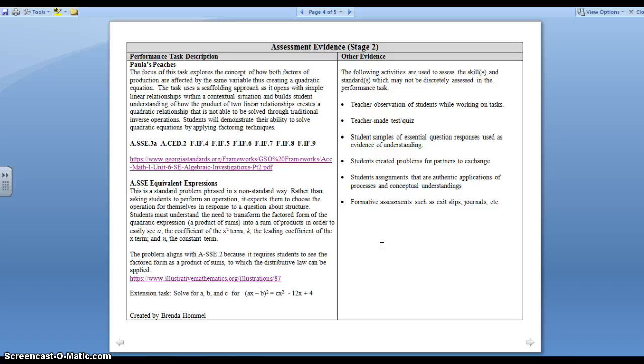Hopefully this quick overview of Stage 2 of the UBD unit, Evidence Gathering, has helped you to become a bit more comfortable and confident in using the Understanding by Design way of planning.